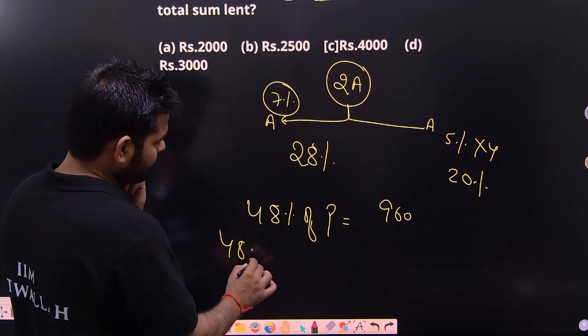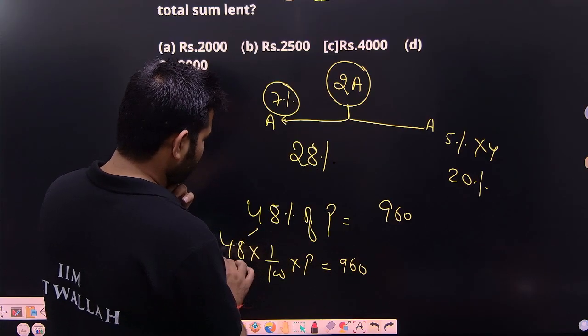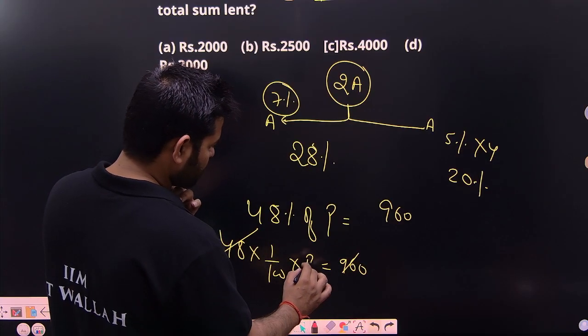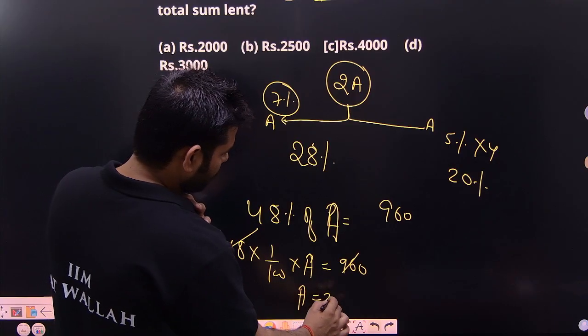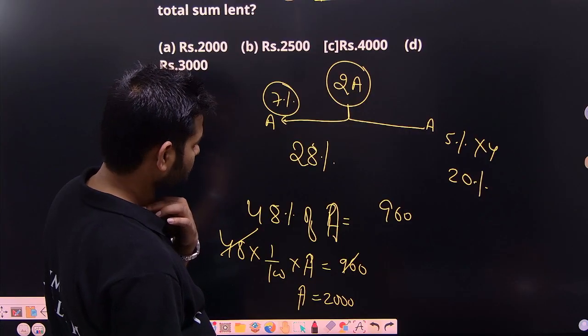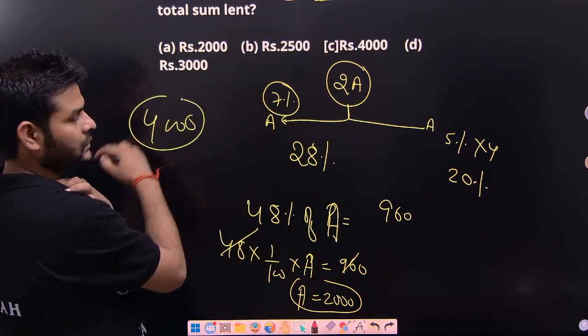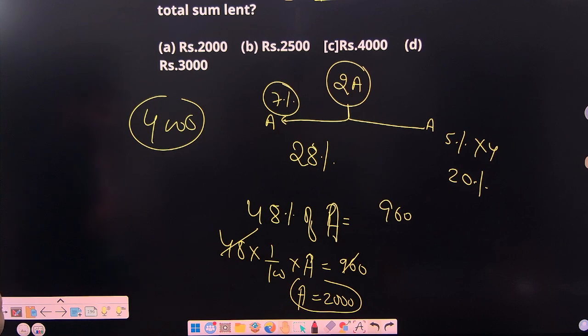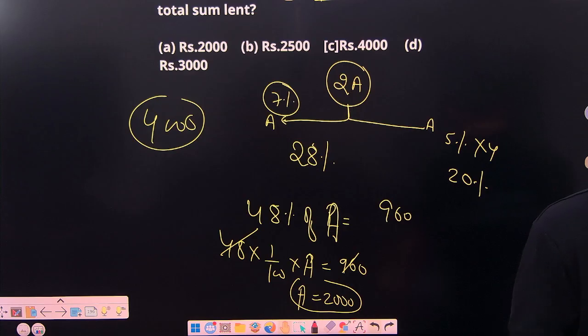So 48 into 1 upon 100 into principal, that would be 2 times. So A, I have taken as A, would be 2000. Right? 2000, and 2A would be 4000. Got it? Do the next question by yourself, of the same type, just for your practice, nothing else.